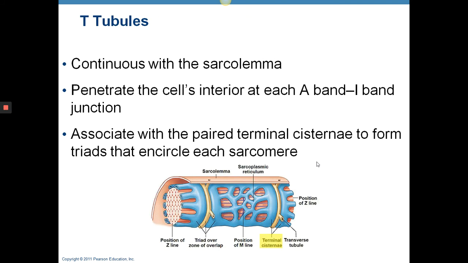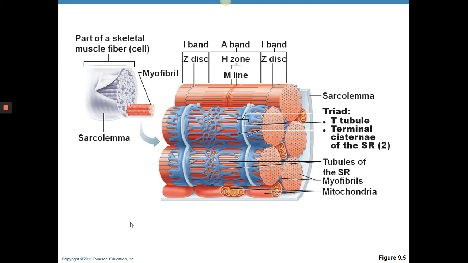So again, the T-tubules are going to penetrate the cell's interior at the A-band and the I-band junction, and then it's going to, again, deliver that action potential to the cell. Right? So this is what kind of brings the action potential from the outside of the cell down inside so that we can open those calcium channels. So this is our T-tubule here, right? And we call these transverse tubules. That's where the T in T-tubule comes from.